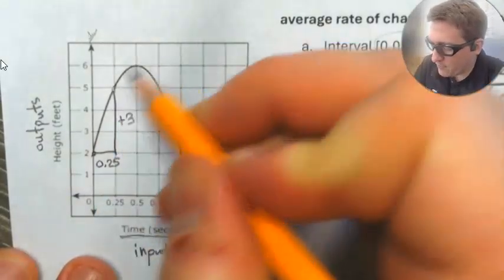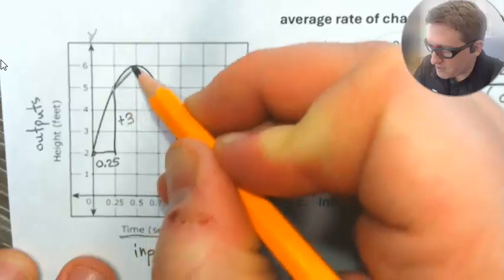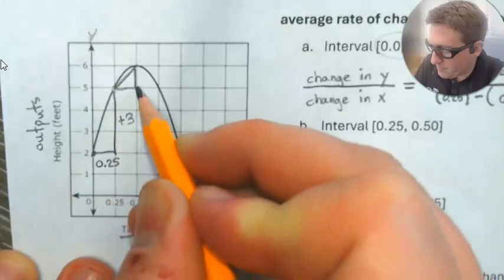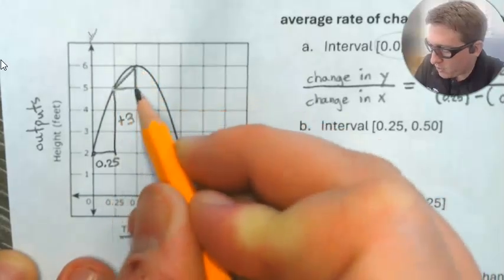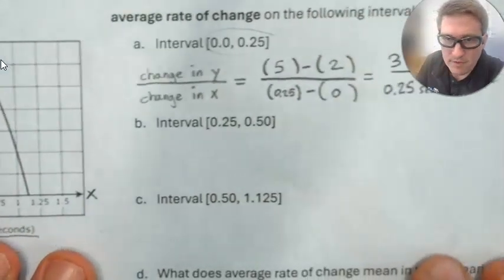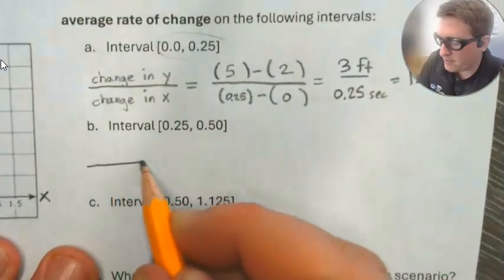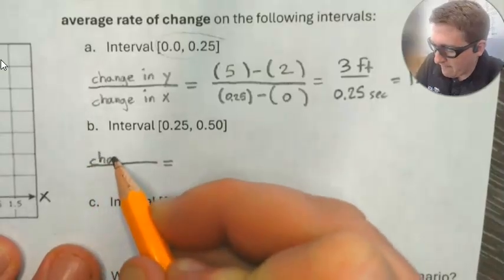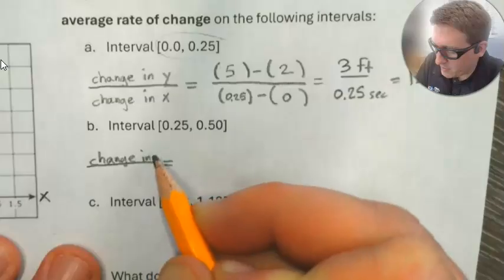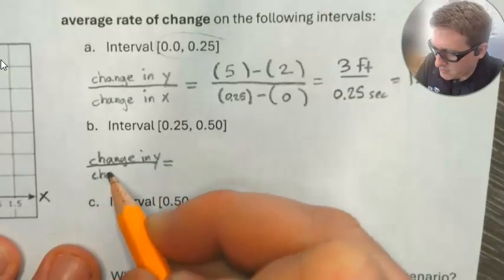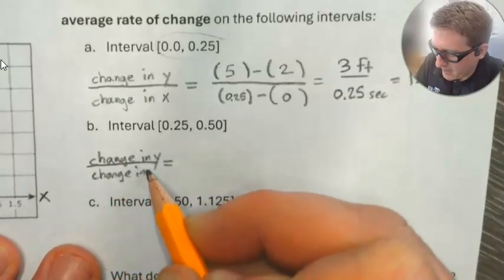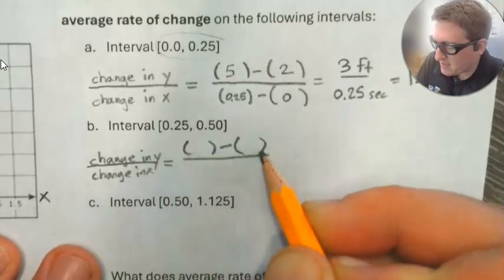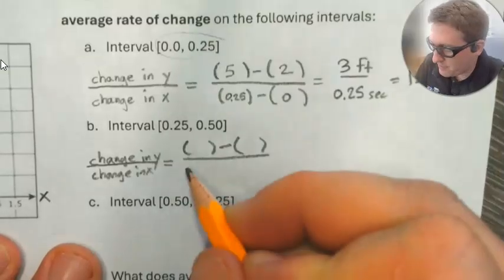On the next interval, it wants me to calculate the average rate of change here. So I can use that technique again. I'm going up by 1, across by 0.25. Let's write that methodically so that I don't make a mistake. So I'm going to do a change in y. Yeah, it's a lot to write. And a change in x. Okay? Set yourself up for success. To find something's change, you are subtracting something.